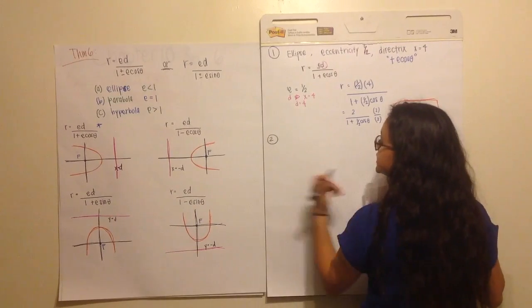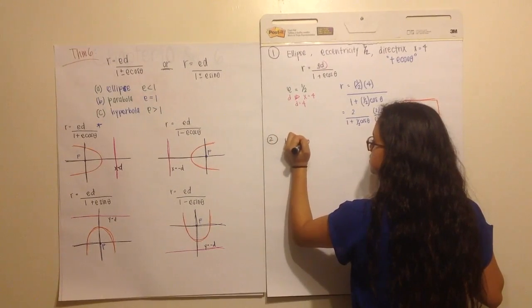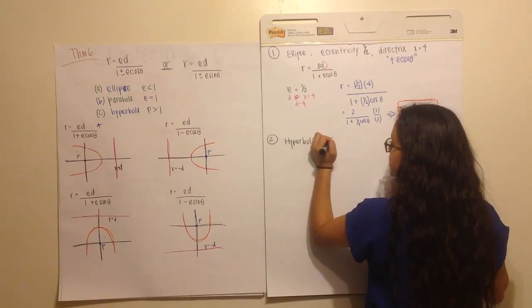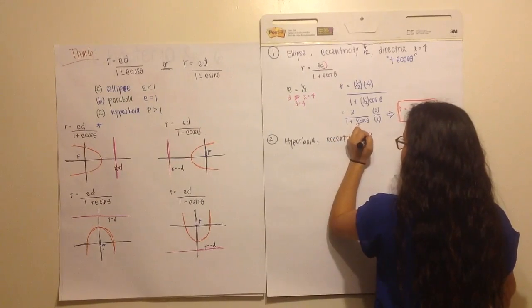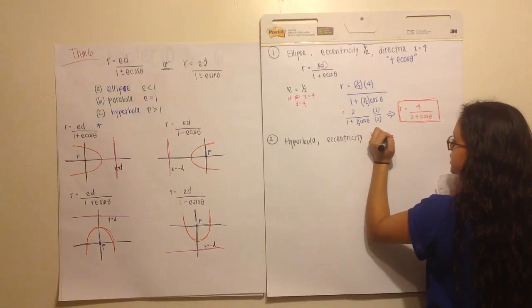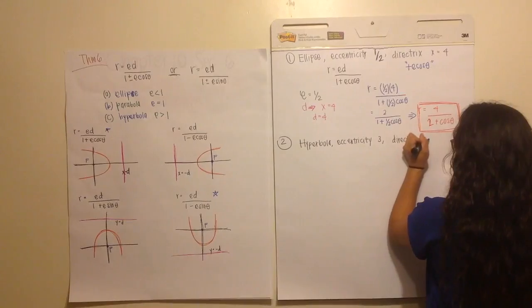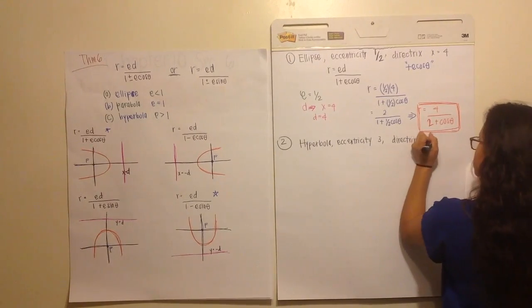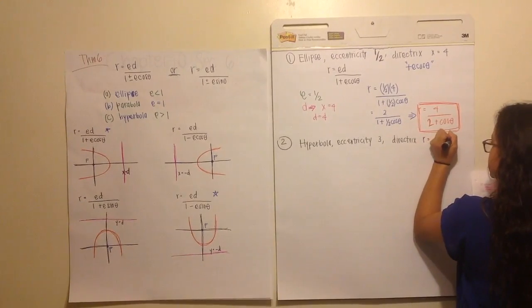For this one, it is given that it's a hyperbola. Our eccentricity is 3. And our directrix is r equals -6 cosecant theta.